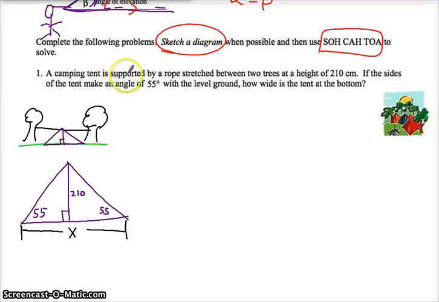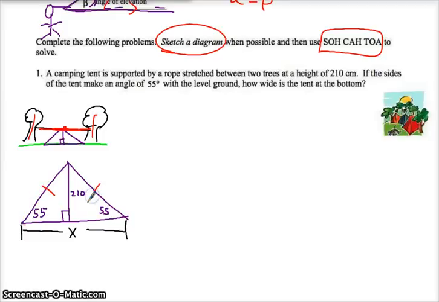So it says a camping tent is supported by a rope stretched between two trees at a height of 210 centimeters. I know that sounds strange. I've never seen a camping tent hitched up like this, but this is the scenario it's describing. Here's a tree, here's a rope that's pulling up the center of the tent.